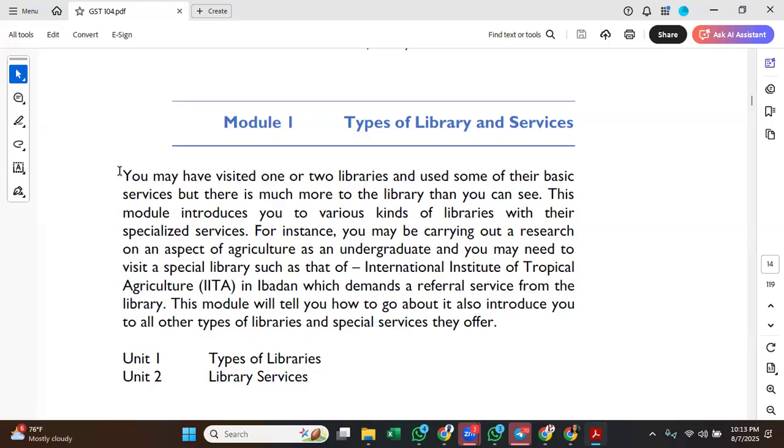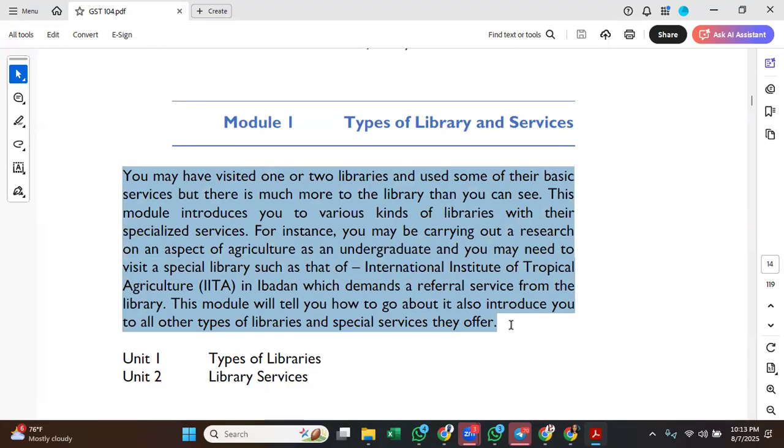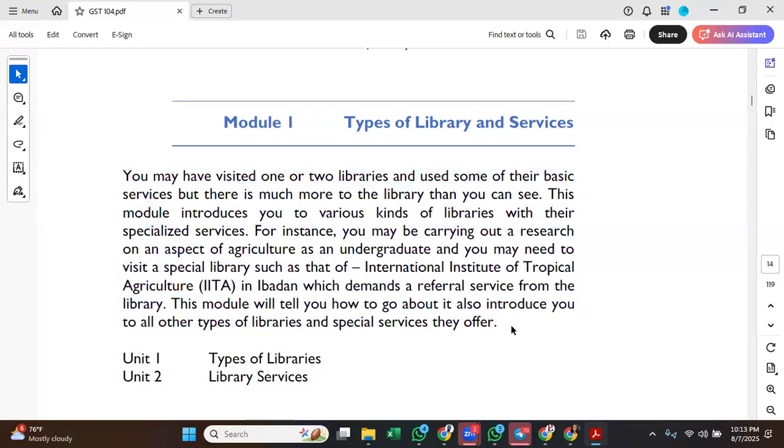This is the introduction. Those of you that did GS 101 and GS 102, this is just a paragraph, the introduction to this unit, or this module actually, that we want to dive into now. It's just telling you that the library is much more than what you are actually seeing or picturing. It is deeper than that. We have several types of libraries. And also, there is an example here.